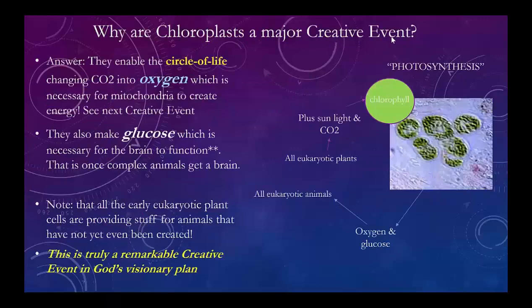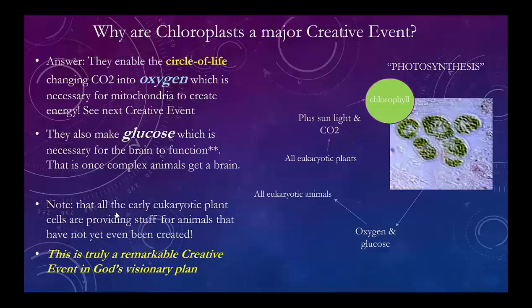Now, why are chloroplasts such a major creative event? Because these are the enablers of the circle of life. Because they figured out, all on their own, how to take carbon dioxide and sunlight and transport it into the cell and create oxygen. And the chlorophyll is green, so all of these organisms are green. They release both oxygen and glucose. So the plants make glucose and the plants make oxygen. We're going to need both of these in time for all the eukaryotic animals to survive.